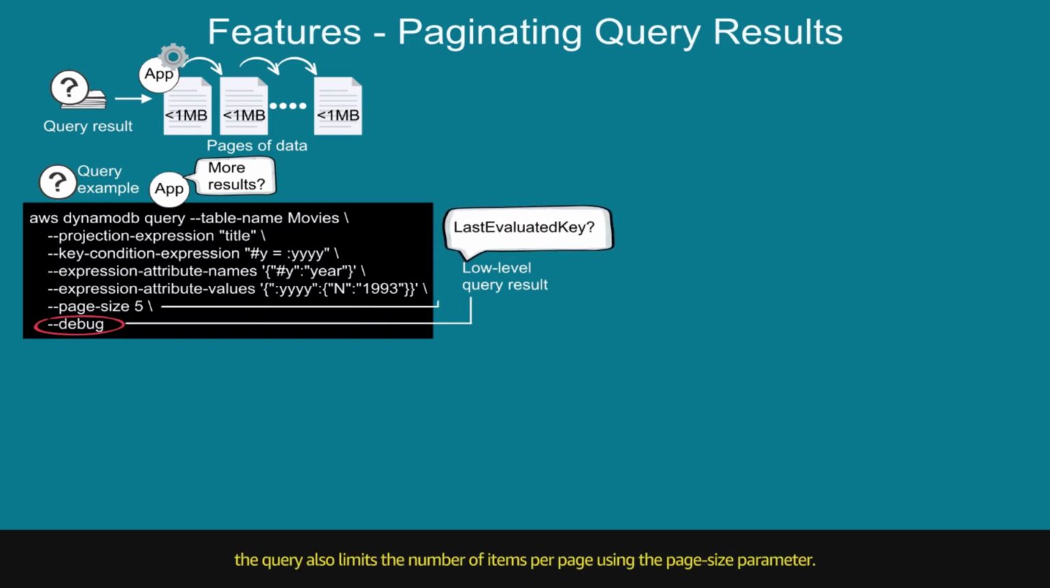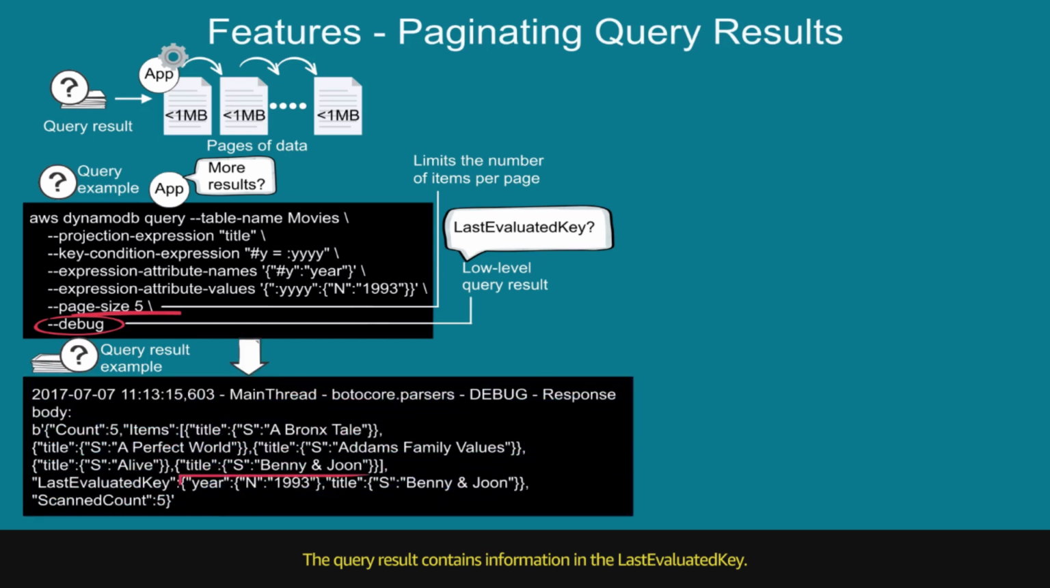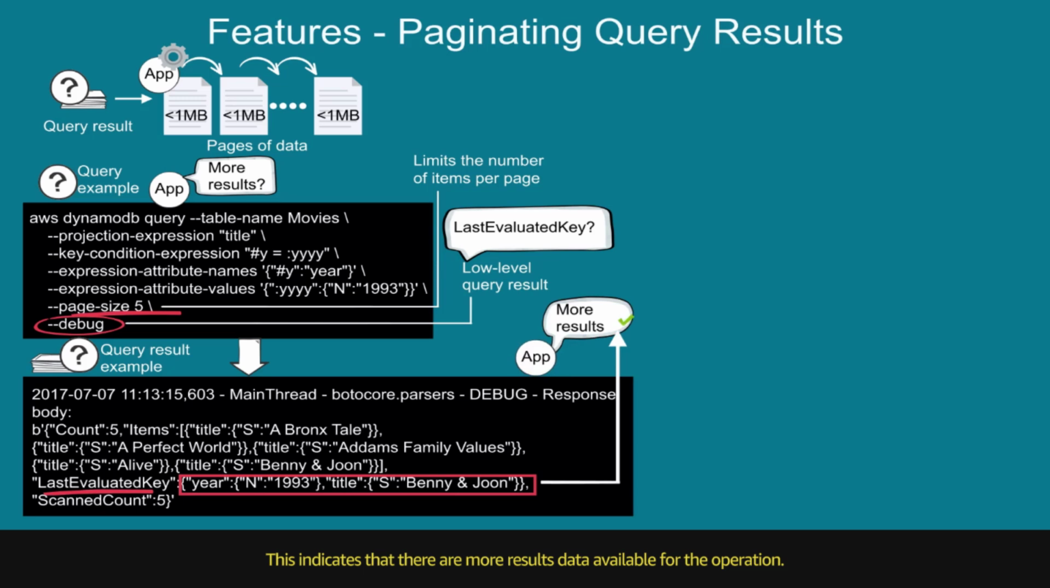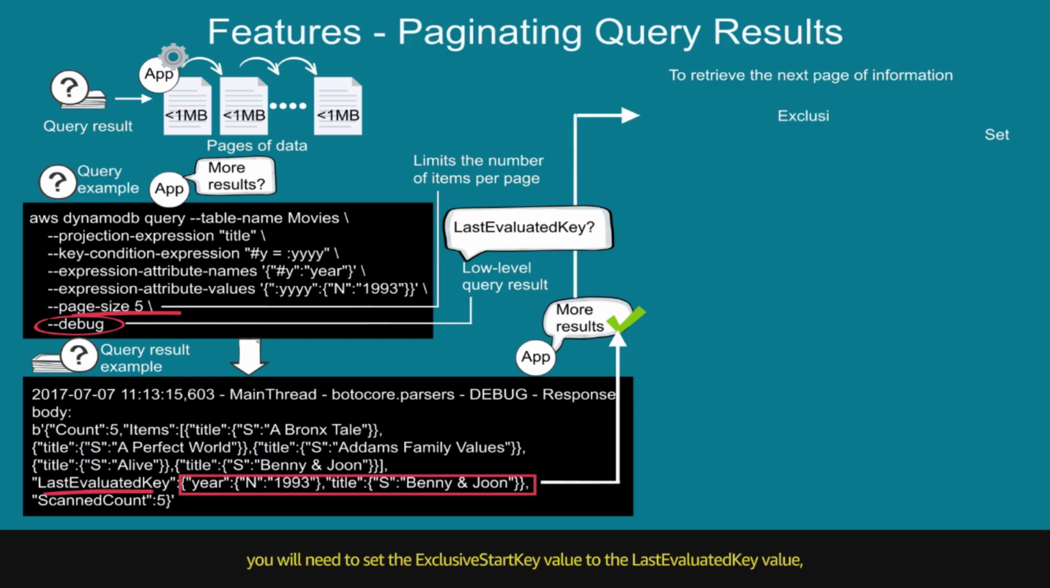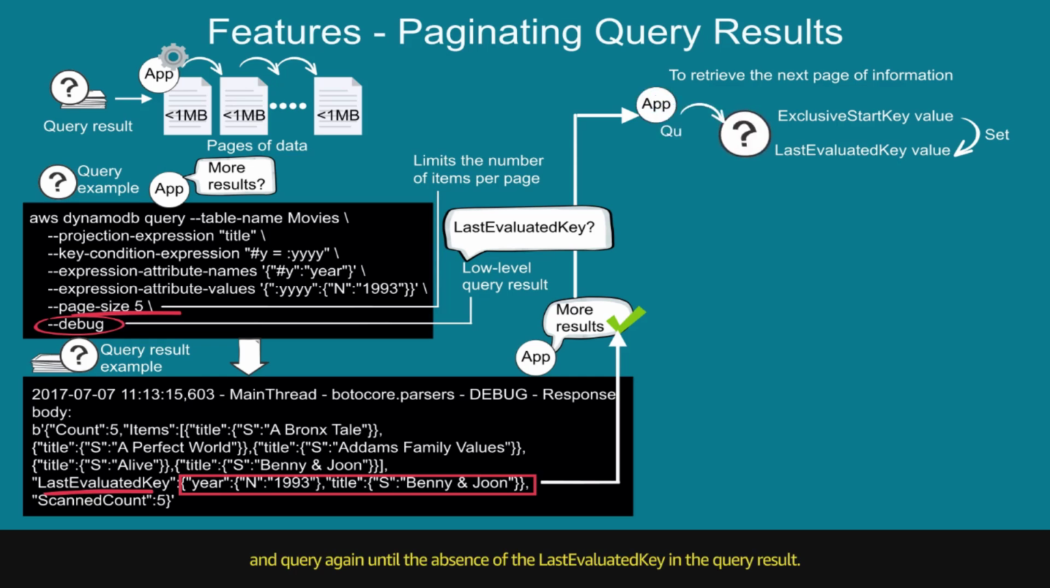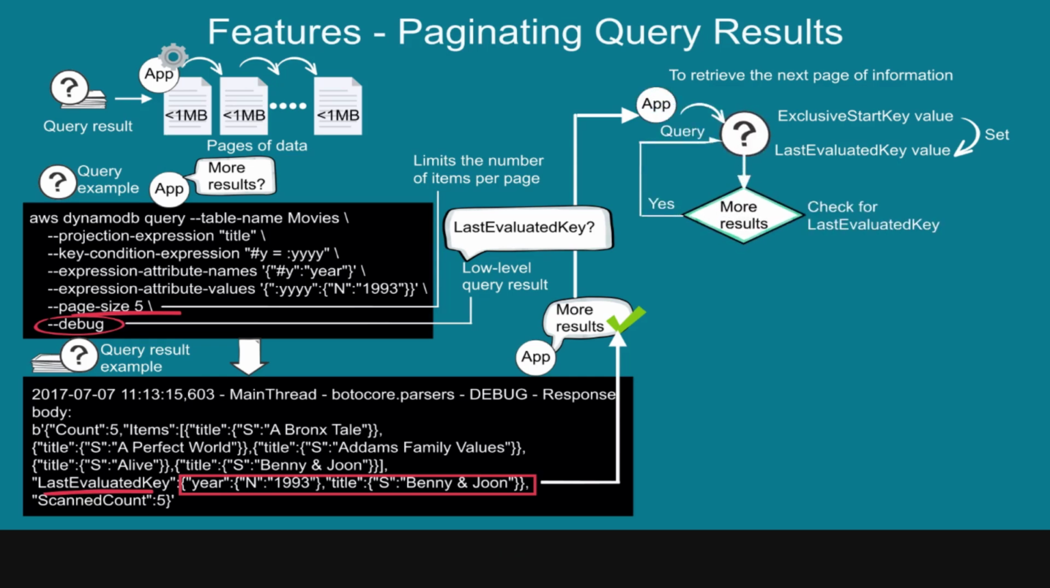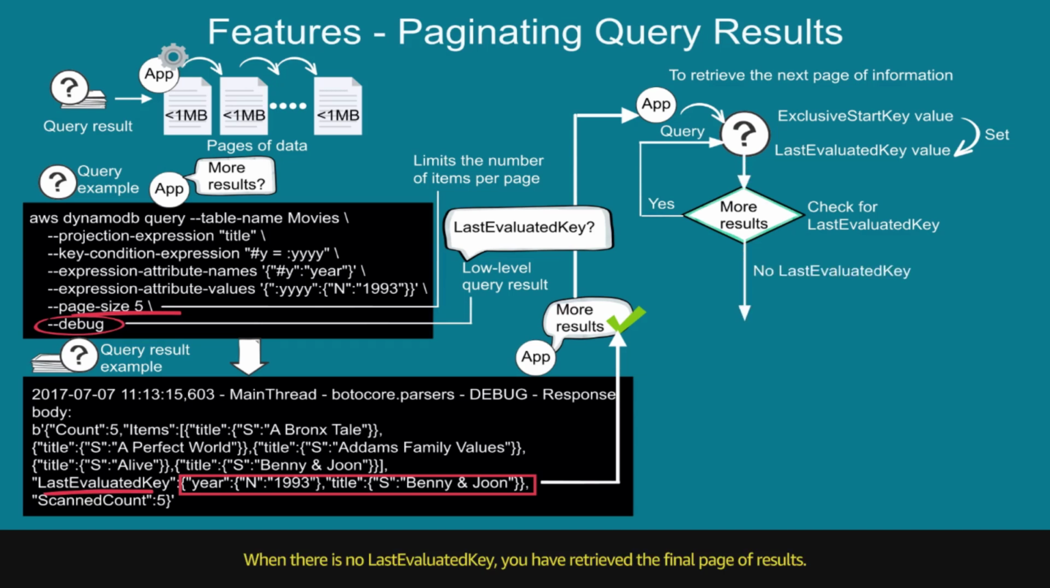In this example, the query also limits the number of items per page using the page size parameter. The query result contains information in the last evaluated key. This indicates that there is more result data available for the operation. To retrieve the next page of information, you will need to set the exclusive start key value to the last evaluated key value and query again until the absence of the last evaluated key in the query result. When there is no last evaluated key, you have retrieved the final page of results.